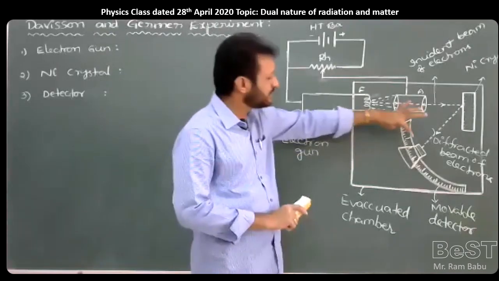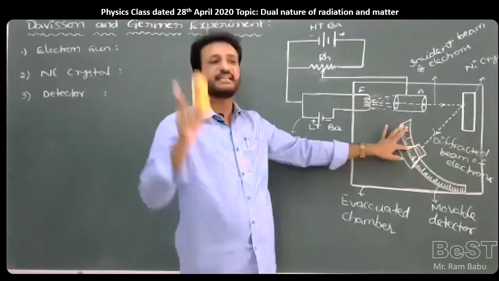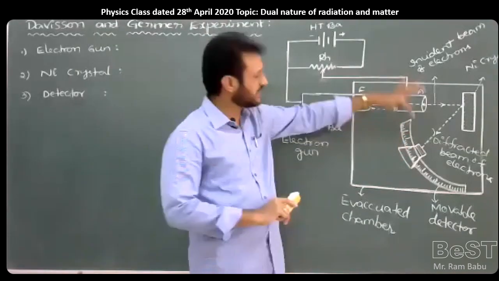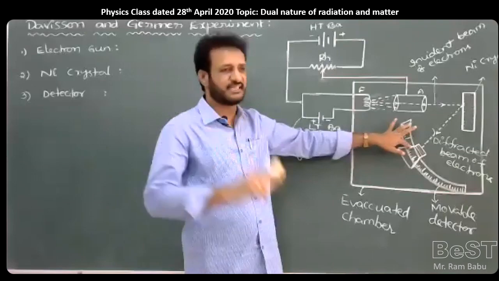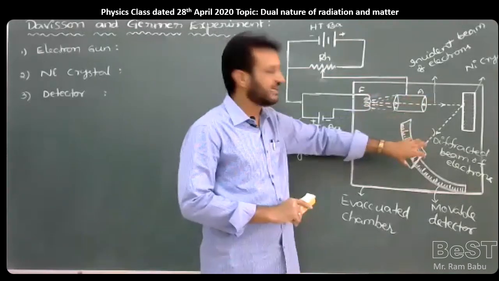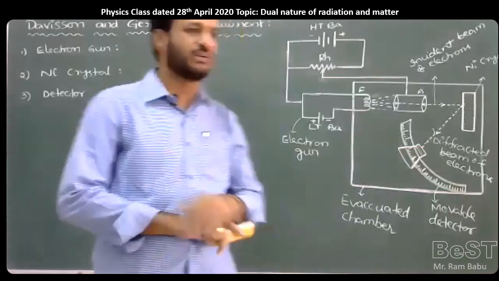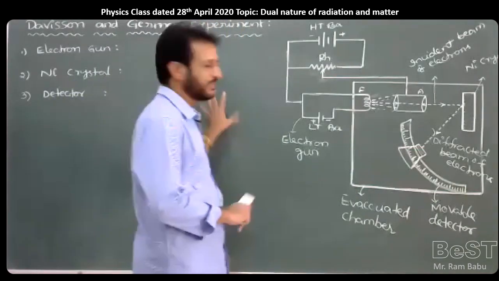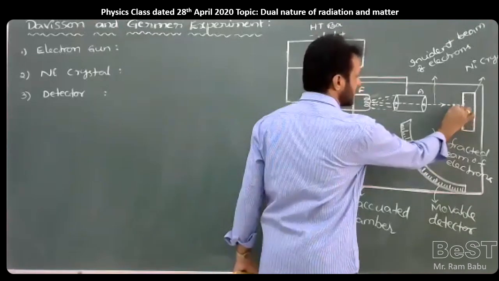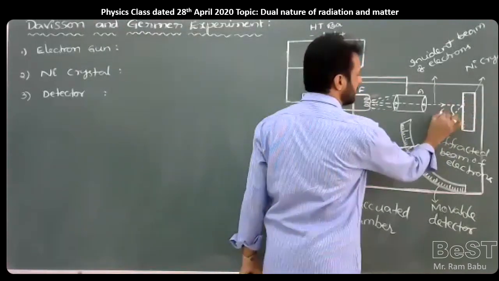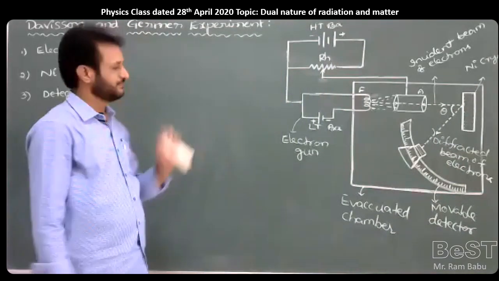The deflection of the galvanometer is always directly proportional to the intensity of the wave. The more the deflection, the more the current. The more the current, the more the intensity. So we can understand how the current passes and also the intensity of the electron beam. That is the mobile detector. There is some angle between the incident beam of electrons and the scattered beam of electrons, which is equal to theta. The theta can be called the scattering angle.